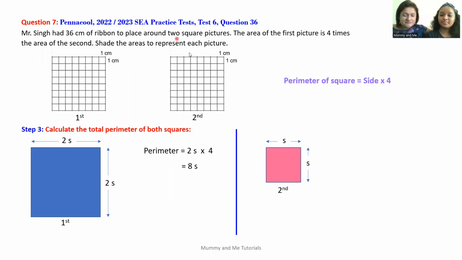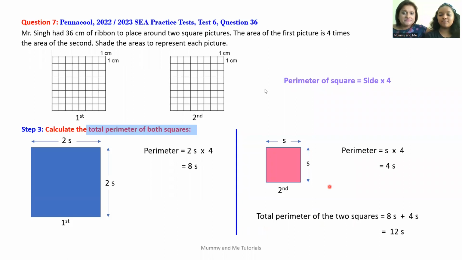And let's calculate the perimeter, which would also be side multiplied by 4. Since the side of this square is just S, it'll be S multiplied by 4, and we'll get 4S. But in this step, we are required to calculate the total perimeter of both squares. Hence, the total perimeter of the 2 squares is equal to 8S plus 4S, and we will get 12S.